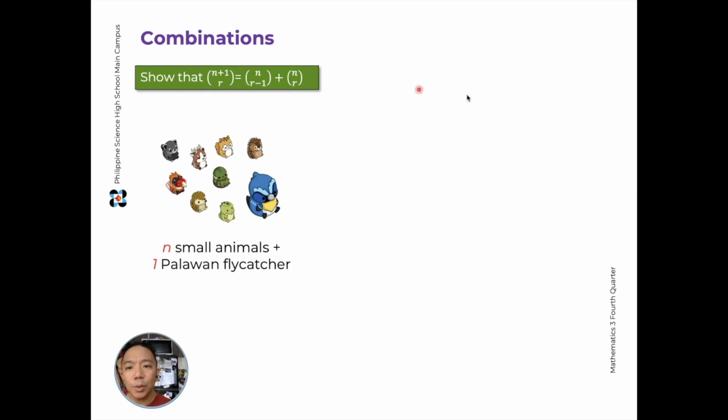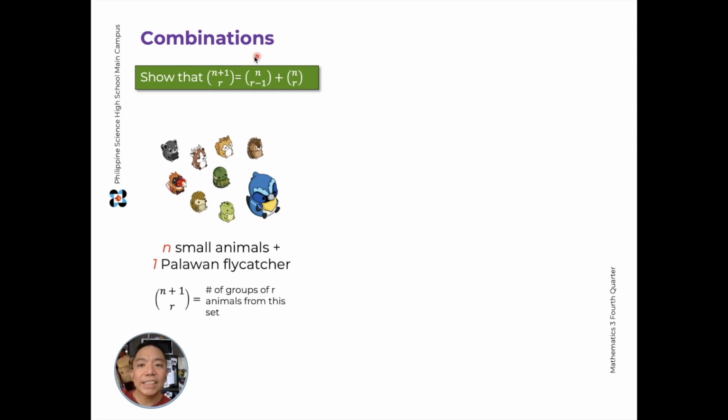What does n plus 1 choosing r mean? It means the number of groups of our animals na pwede nating kunin from this set. It's essentially answering the question, how many groups of r animals can we take from this large set of n small animals and 1 Palawan flycatcher?